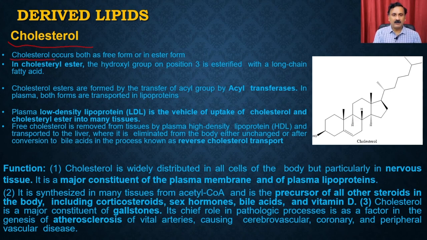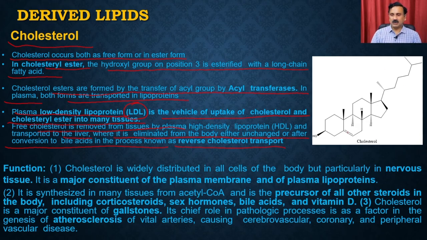But cholesterol occurs both in the free form as well as in the ester form. In cholesterol ester, the hydroxyl group on position 3 is esterified with a long chain fatty acid. The cholesterol esters are formed by the transfer of an acyl group by acyl transferases. In plasma, both forms are transported as lipoproteins. The plasma low density lipoprotein, or LDL, is the vehicle for the uptake of cholesterol and cholesterol ester into many tissues. The free cholesterol is removed from the tissue by HDL molecules and transported to the liver, where it is eliminated from the body either unchanged or after conversion into bile acid, in the process known as reverse cholesterol transport.